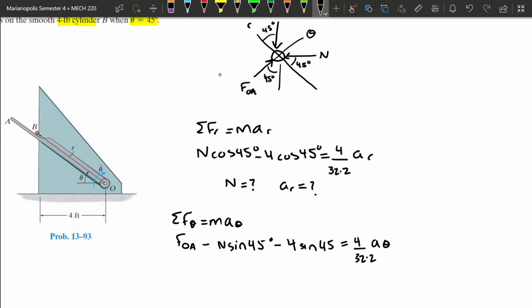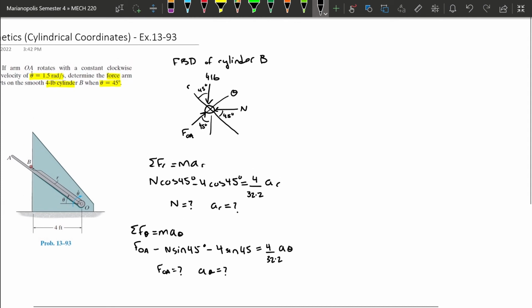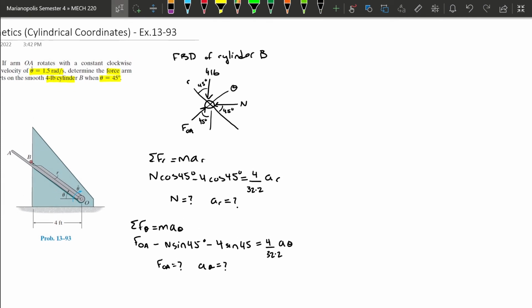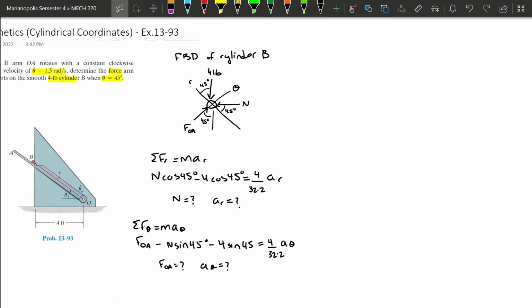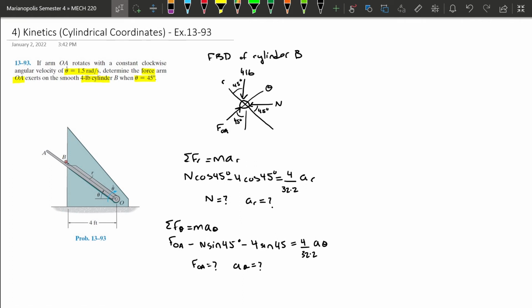So here we still again don't know N. We're looking for F_OA, we don't know what that is. We don't know what a_theta is, right? So we're looking for F_OA, the force that OA exerts on the cylinder. And we need to get a_r and a_theta somehow, right? So we could get N as well. So right now we have two equations with four unknowns.